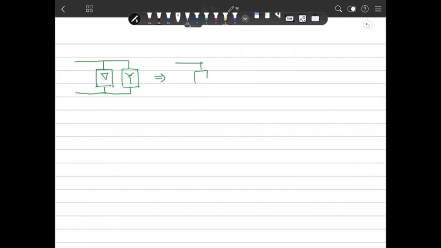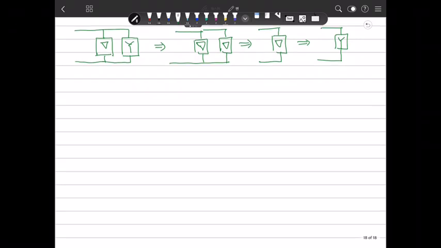Then we'll transfer that: 1 delta and 1 delta in this manner, and combine them into a single delta. Then I can transfer this to one Y. So this is a way to prove this problem. The first approach is the Y load to delta load transformation.